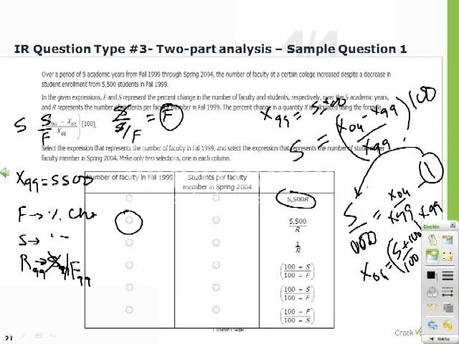This is for the number of students. Yeah, number of students in 2004. That should decrease. Yes. It says it's progressively decreasing, the student enrollment. It does not say that there is attrition. Over a period of 5 academic years, number of faculty increased despite a decrease in student enrollment.